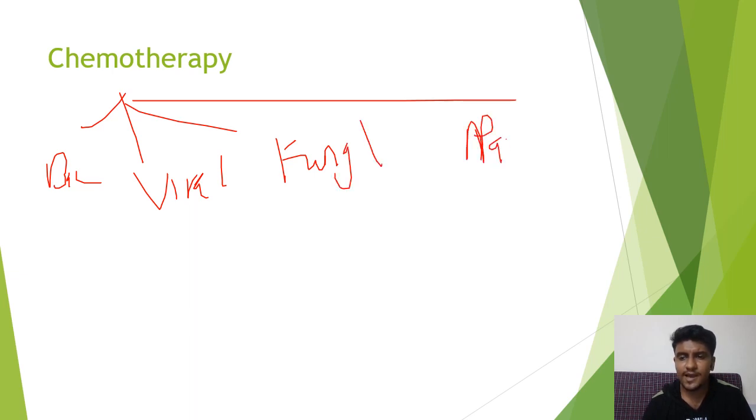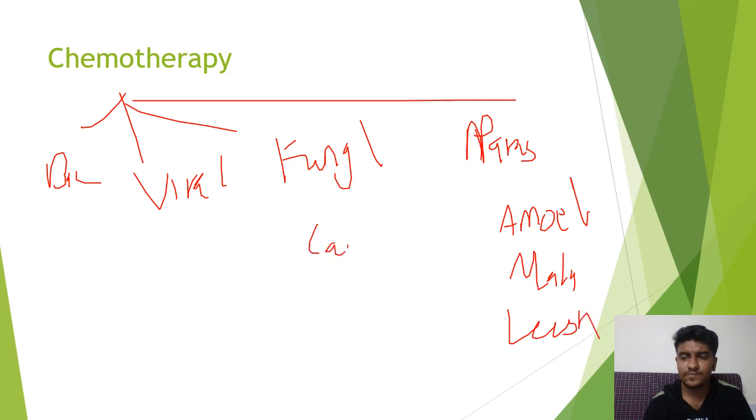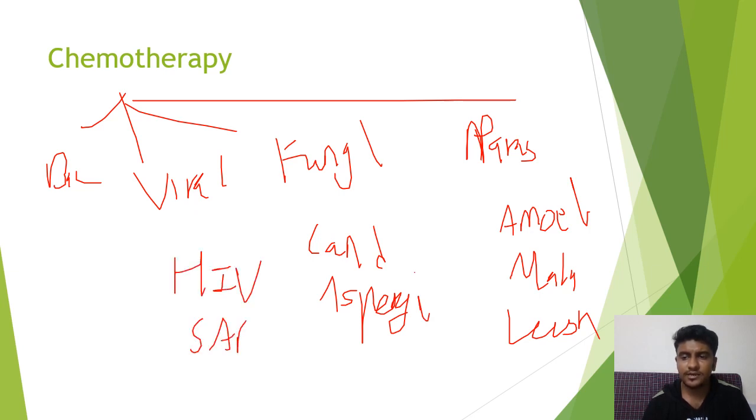If we talk about parasites, amoebiasis, malaria, leishmaniasis. In fungal, we have candidiasis, aspergillosis. In viral, we have HIV, SARS like. In bacteria, we have TB, pneumonia, and UTI, urinary tract infections. So a brief introduction about these diseases.